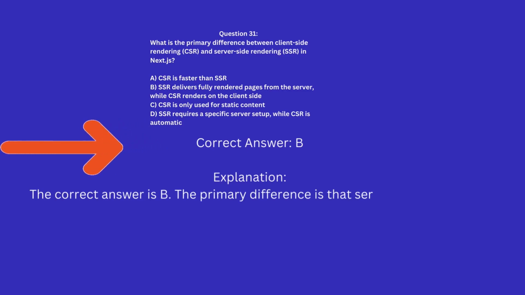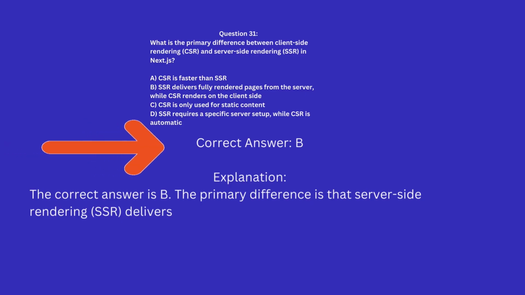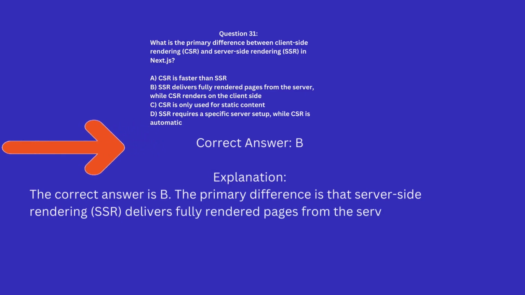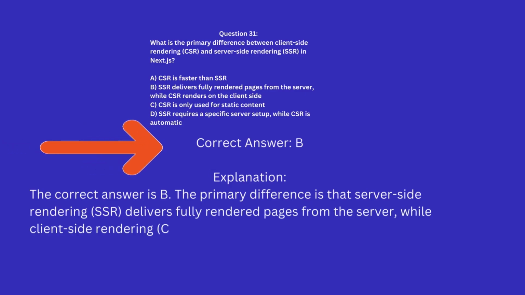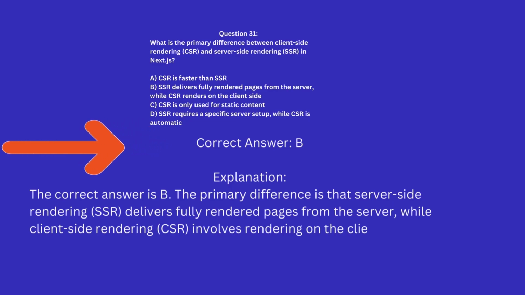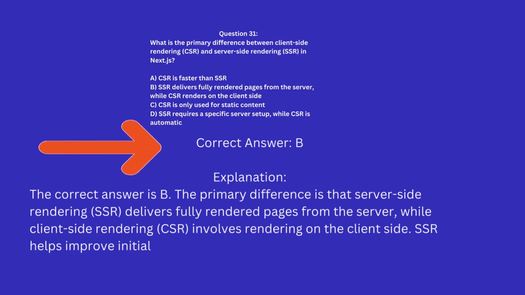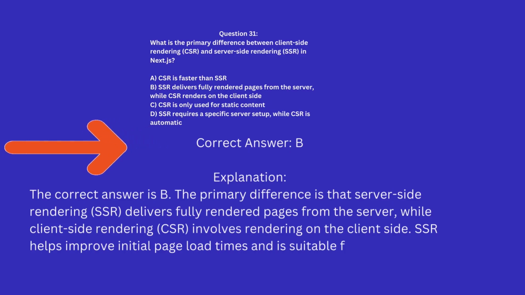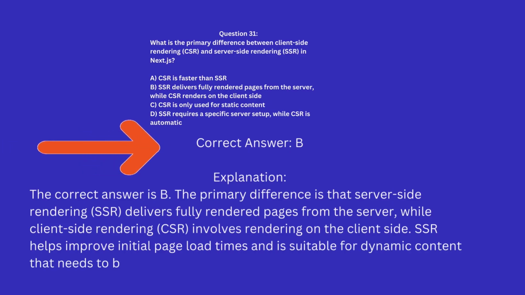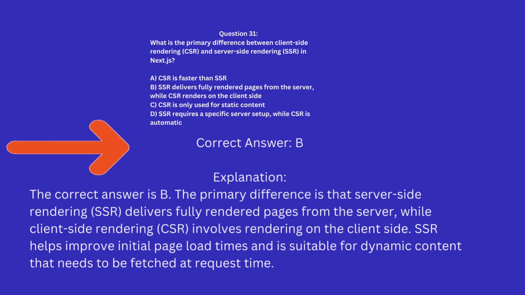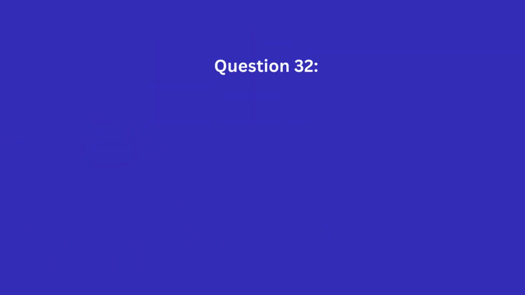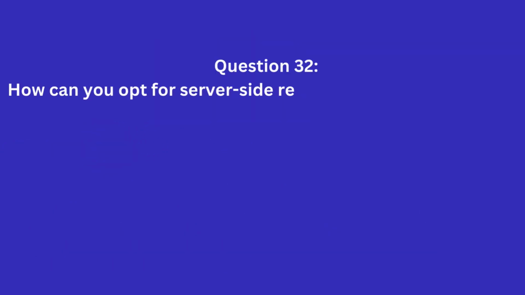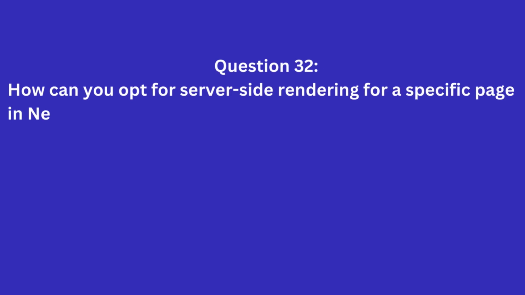The primary difference is that server-side rendering, SSR, delivers fully rendered pages from the server, while client-side rendering, CSR, involves rendering on the client side. SSR helps improve initial page load times and is suitable for dynamic content that needs to be fetched at request time. Question 32. How can you opt for server-side rendering for a specific page in Next.js?